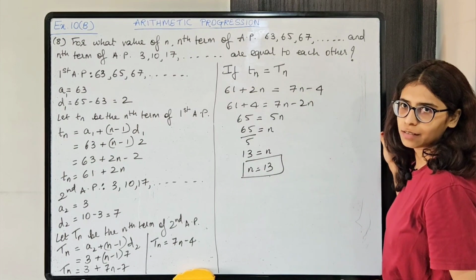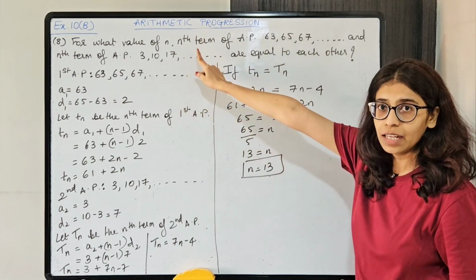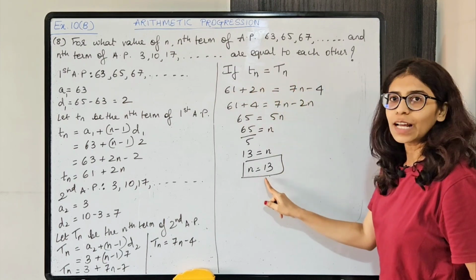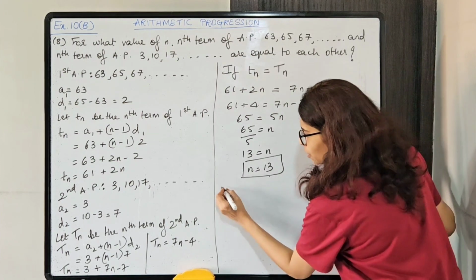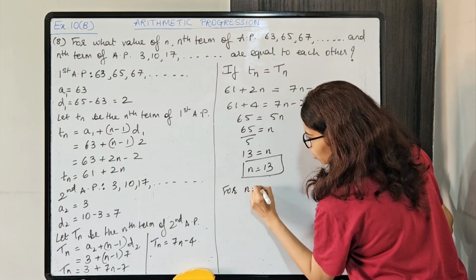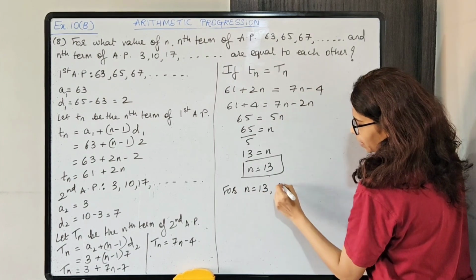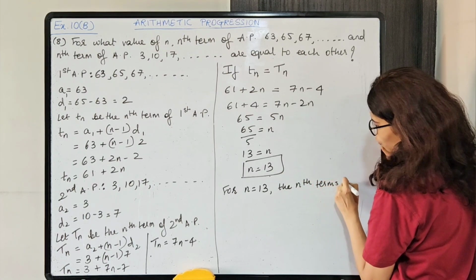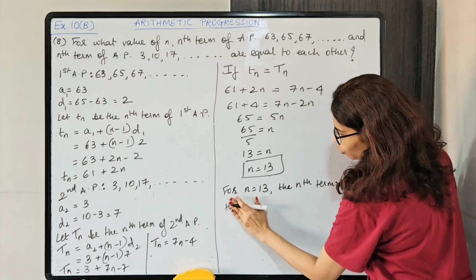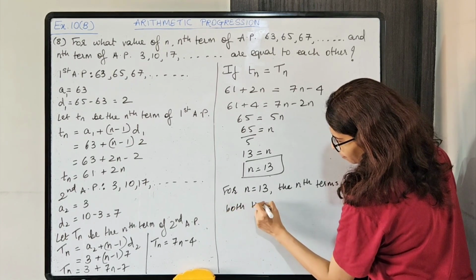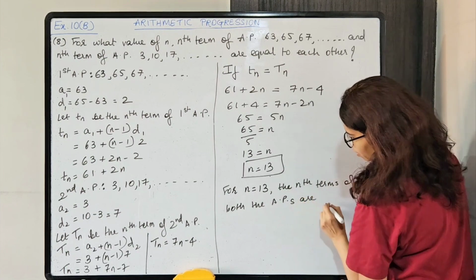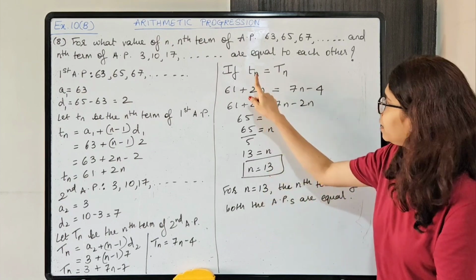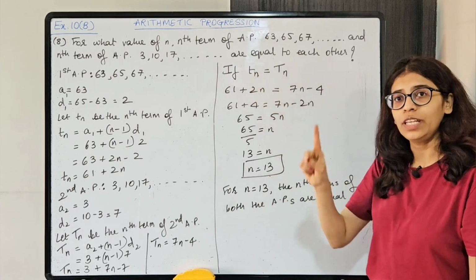Box the value of n. Okay, we had to find n. For what value of n both the terms are equal? Okay, so this is the value of n. So you will write down the statement for n equal to 13, the nth term of both the APs are equal. Okay, so अगर n 13 है, then small tn and capital Tn दोनों equal होगा.